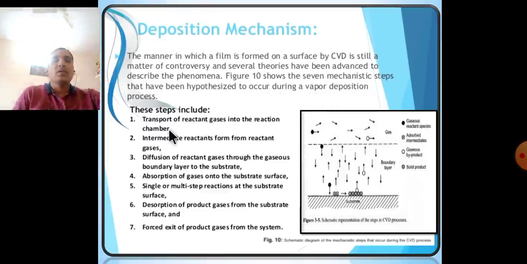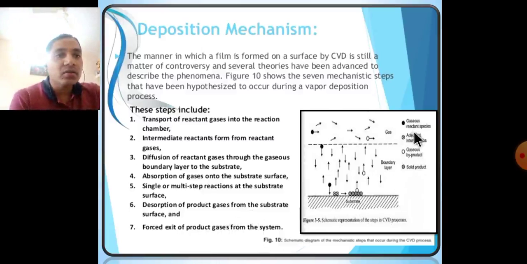These steps include transport of reactant gases into the reaction chamber, intermediate reactant formation from reactant gases, diffusion of reactant gases through the gas boundary layer to the substrate, adsorption of gases onto the substrate surface, single or multi-step reaction at the substrate surface, desorption of product gases from the substrate surface, and forced exit of product gases from the system.